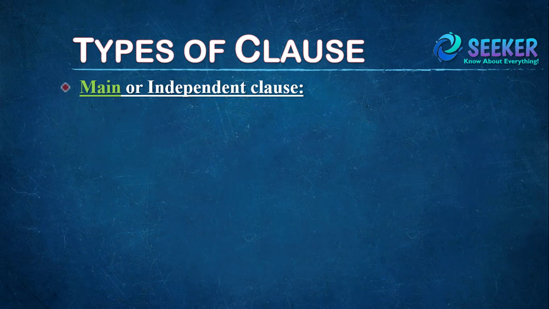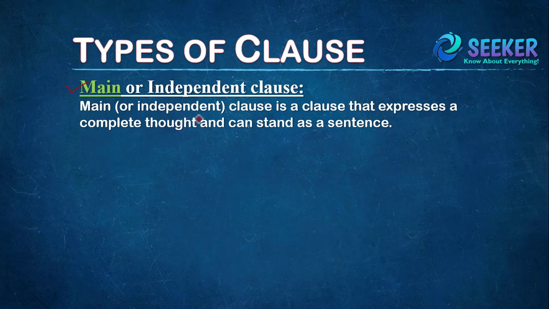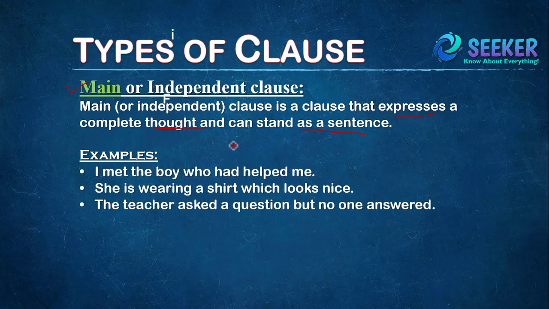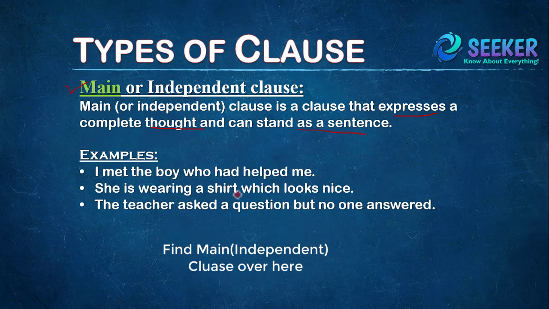Now let's explain the main clause in detail. A main or independent clause is a clause that expresses a complete thought and can stand as a sentence. For example, I met the boy who helped me. She is wearing a shirt which looks nice. The teacher asked a question, but no one answered. Let's find the main clause over here. I'm giving you a few seconds to recognize it.